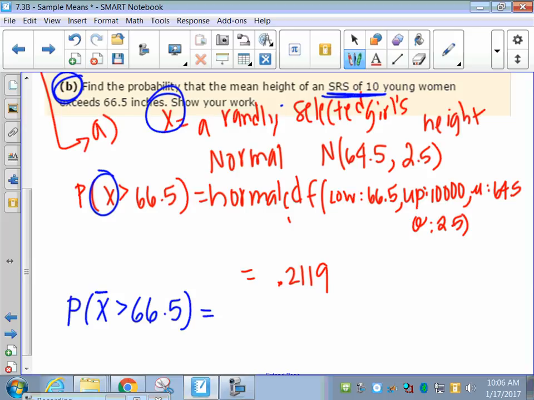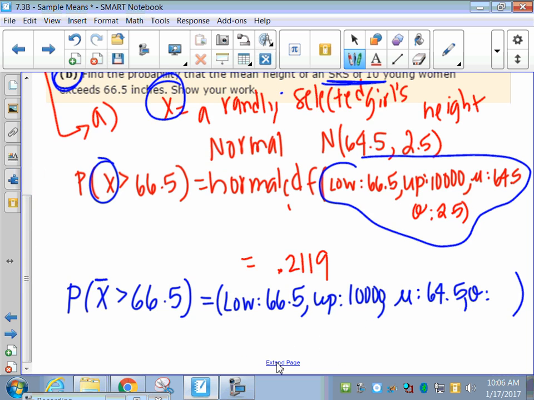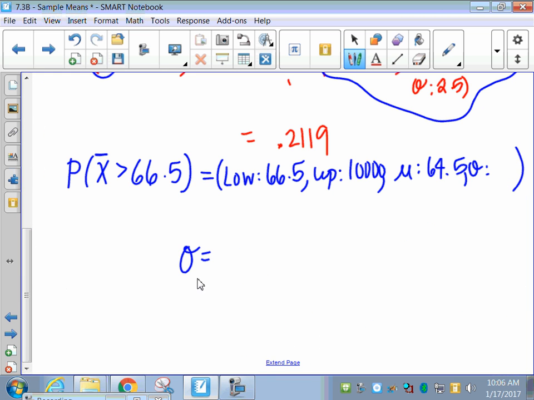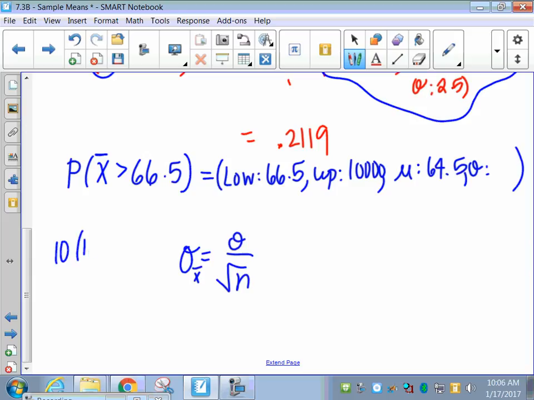Okay, and the only thing that's going to change when we plug into our calculator is what? The standard deviation. Okay, so I'm going to start with the same thing. All right, and in order to find the standard deviation, we have to use the formula. And before we can use the formula, what do we have to check? 10% condition. So it's 10 people, so 10 times 10 has to be less than or equal to all young women. Is that true? Okay, cool. So it works. Yay, we're good to go.